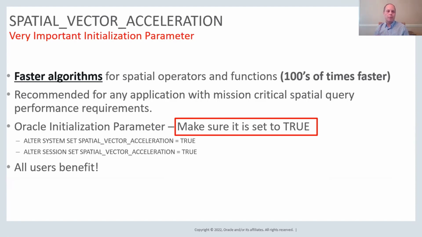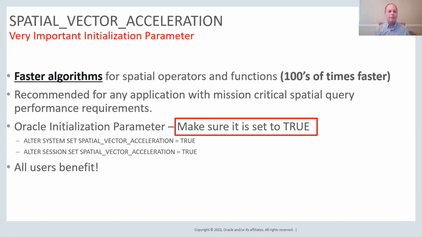The reason that this parameter actually exists is because Spatial used to be a licensed option. Right? So in December of 2019, Spatial became a feature of the database, which means you no longer need a license to use Spatial. Everyone can use Spatial, right? So it was a way to delineate. So by default, we didn't have this parameter set to true because only licensed customers could use it, but that no longer is the case. So now it's an education thing. We're trying to educate everybody.